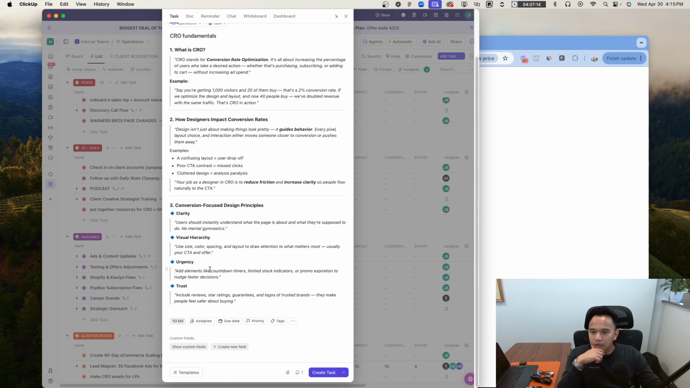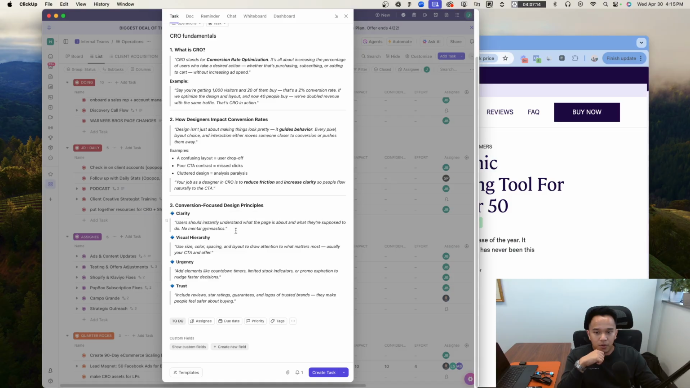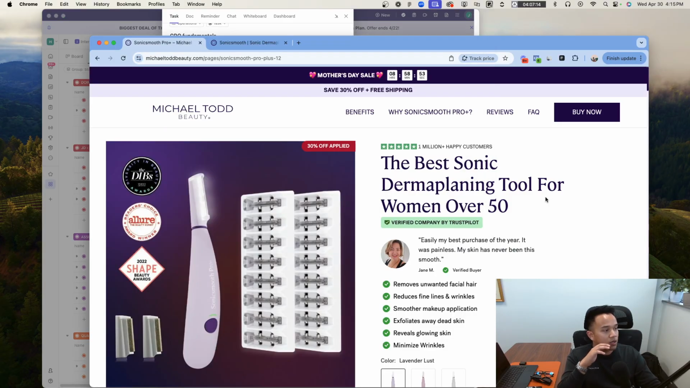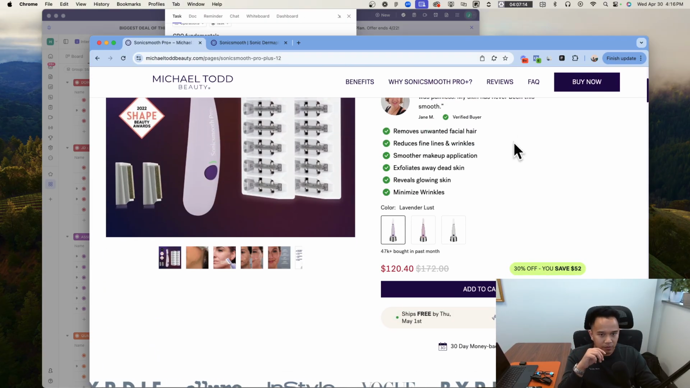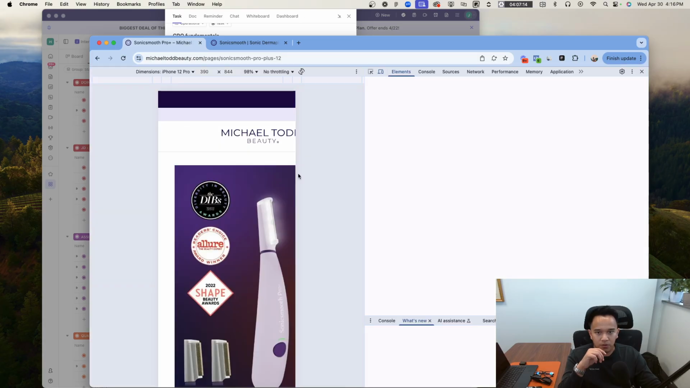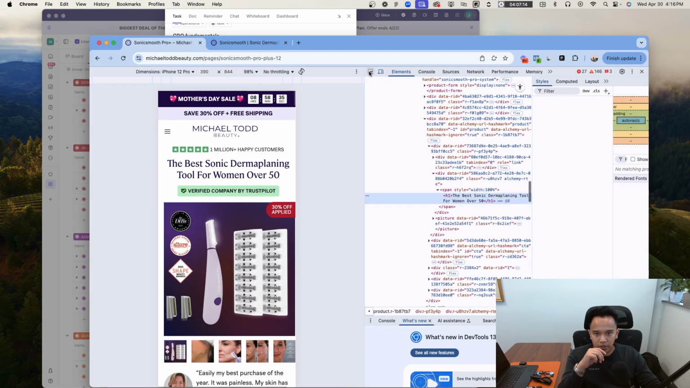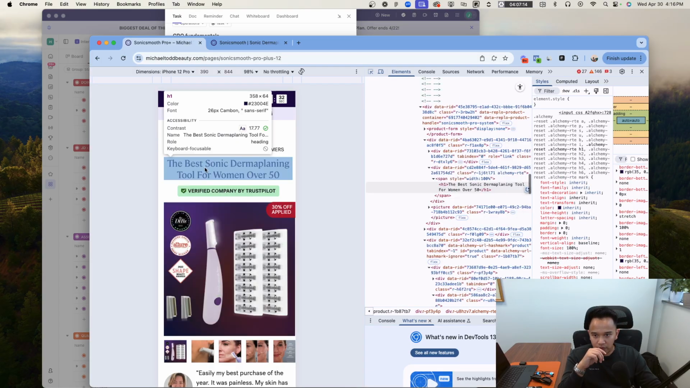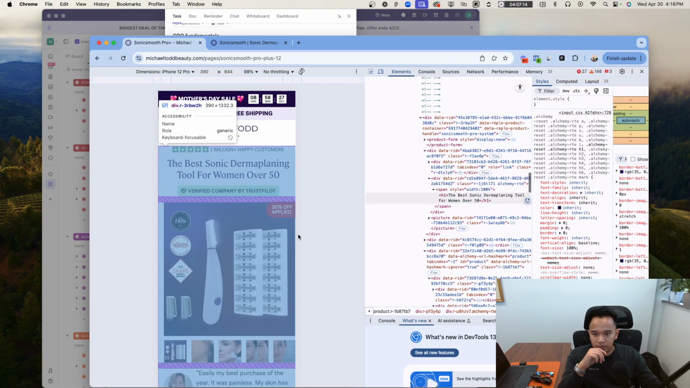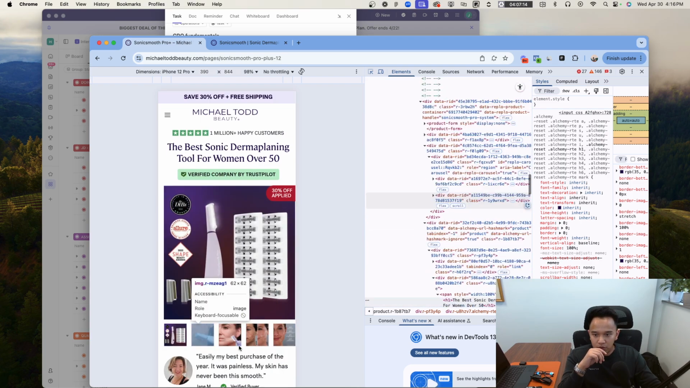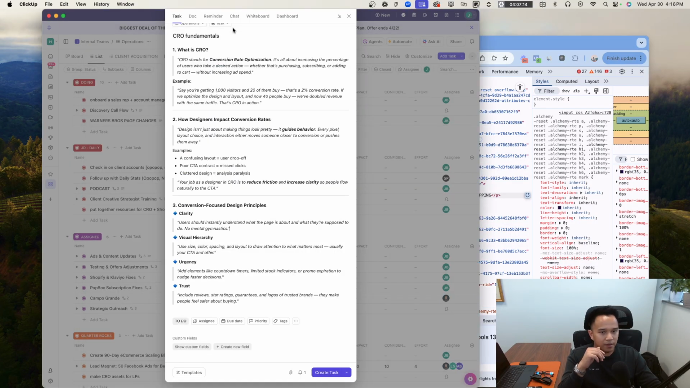For clarity, users should instantly understand what the page is about and what they're supposed to do. I always tell people a good landing page tells you who it's for, what it does, what problems it solves, why it's so important, and how much it costs. So who, what, where, when, why, how, right? Above the fold should matter the most. So right here, it shows you who it's for: women over 50, a sonic dermaplaning tool. It shows you social proof, it shows you more social proof. So you're supposed to stack that on.